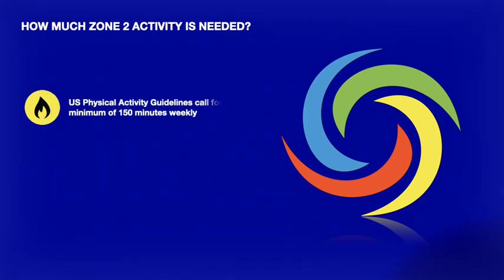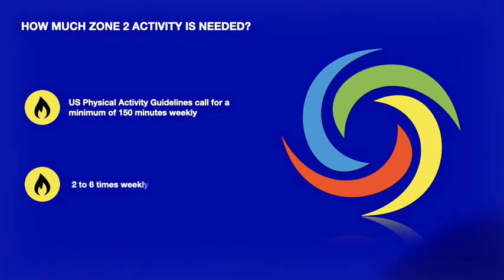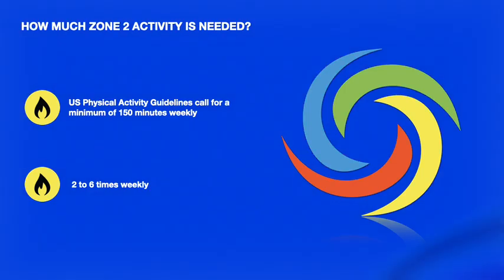The U.S. Physical Activity Guidelines is calling for a minimum of 150 minutes weekly of Zone 2 activity. Depending on the demand and the goals of the activity, Zone 2 activity does not have an upper ceiling limit. If you have 60 minutes a day, go for it. Zone 2 activity is best spread out throughout the week, but as a guideline, anywhere from 2 to 6 days per week, based on your schedule.